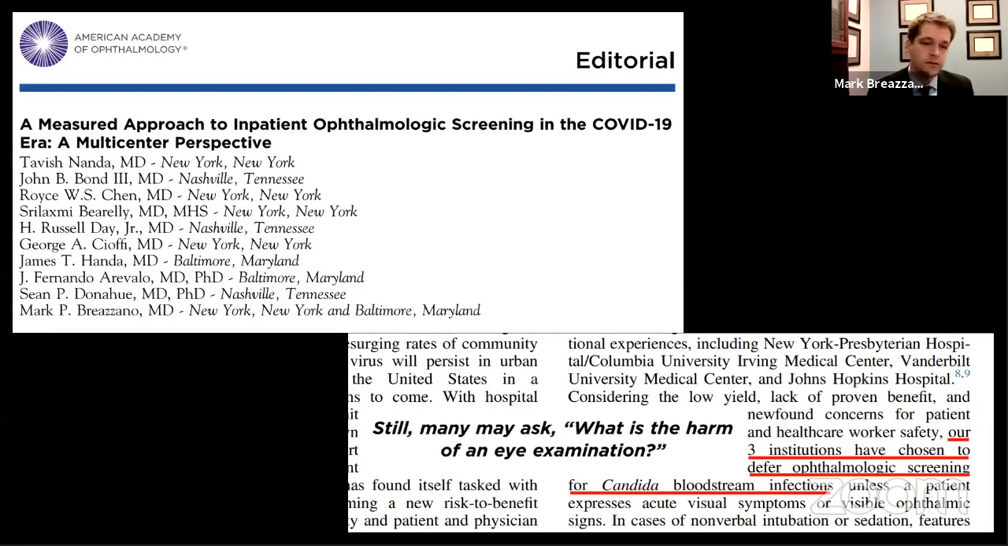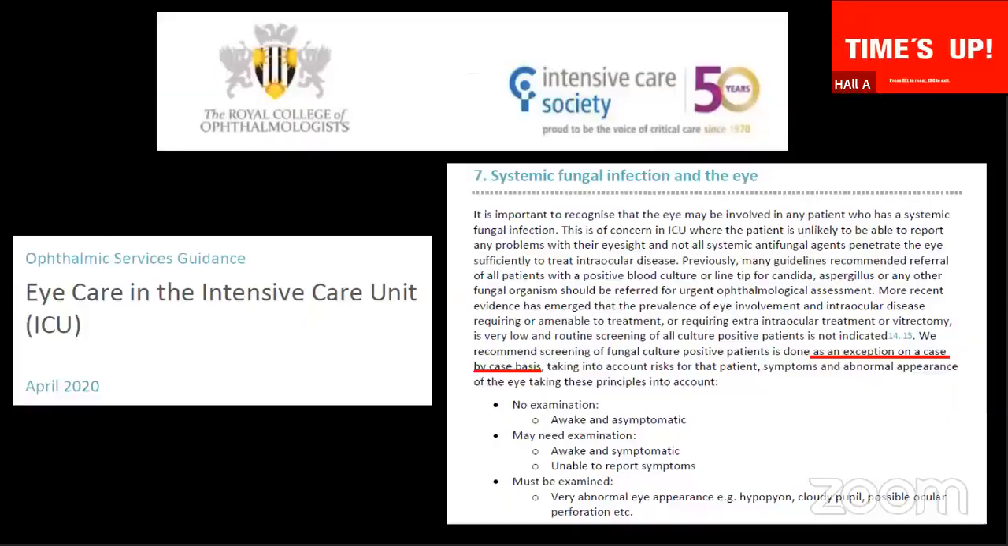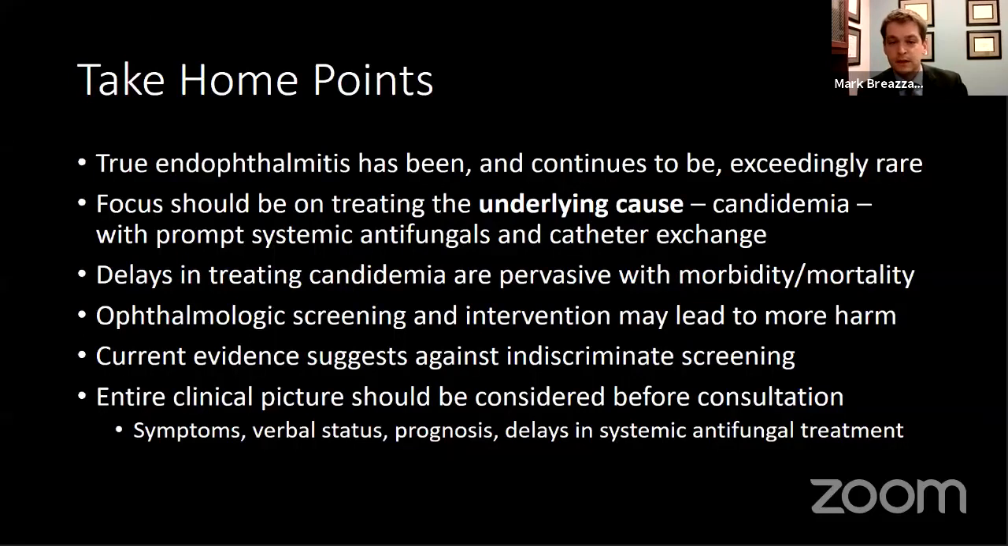And so this is what led 3 of our institutions here in the States to stop this screening practice. This is part of the paradigm of de-adoption of harmful or less useful practices, so overuse and misuse. The British were ahead of us, and they actually implemented this, doing it on an exceptional case-by-case basis. Again, it's exceedingly rare in this setting, and the important thing is treating the underlying cause. Ophthalmologic screening intervention may lead to more harm, and really we should be doing a targeted approach based on looking at the entire clinical picture.